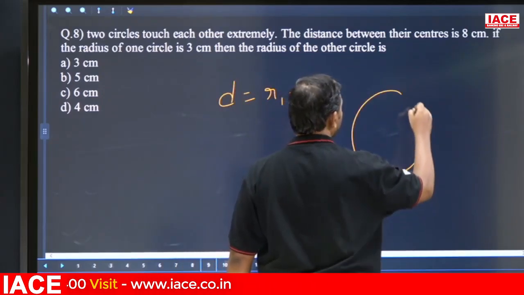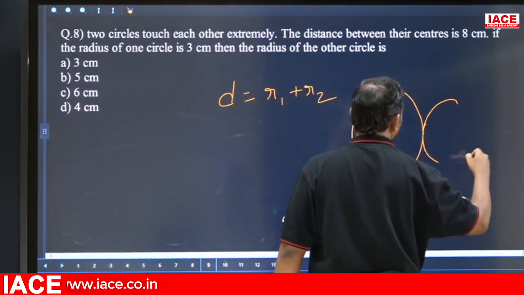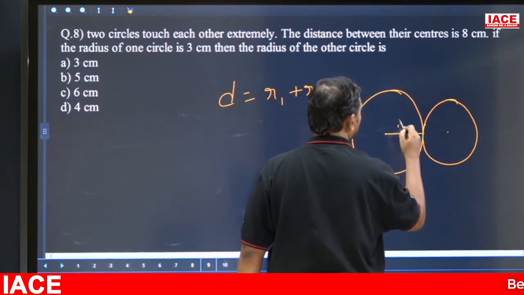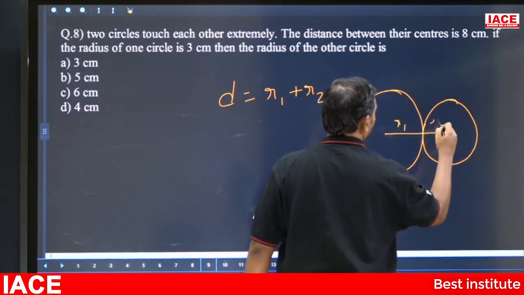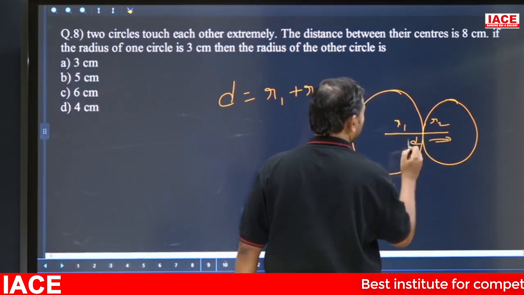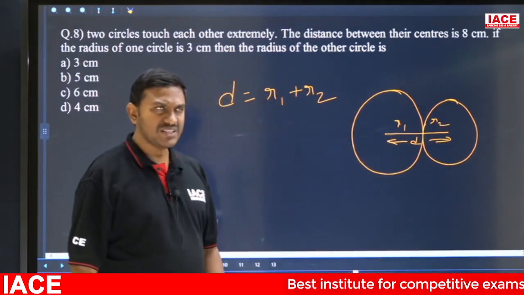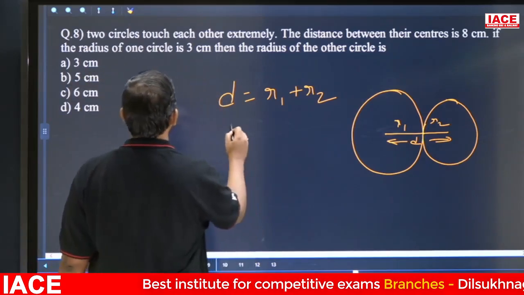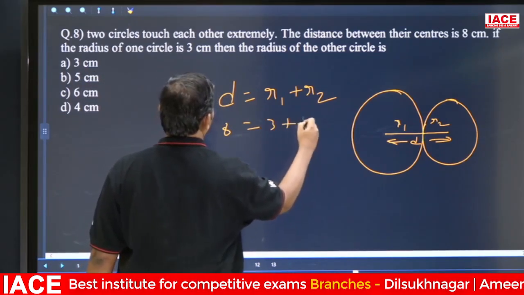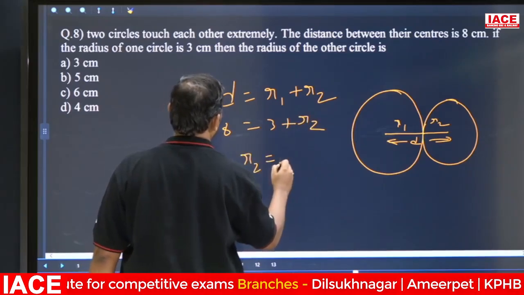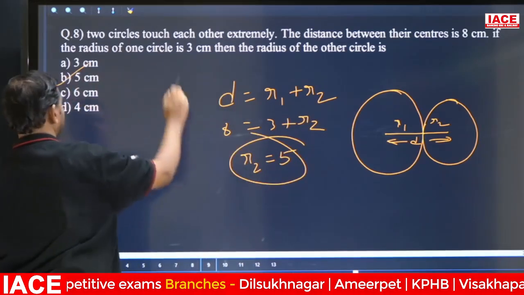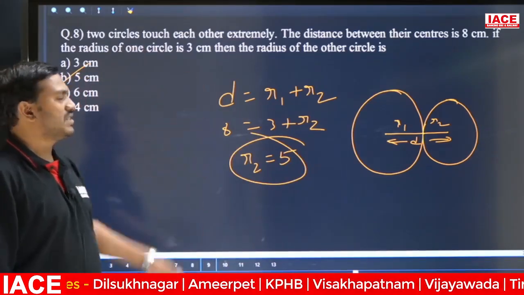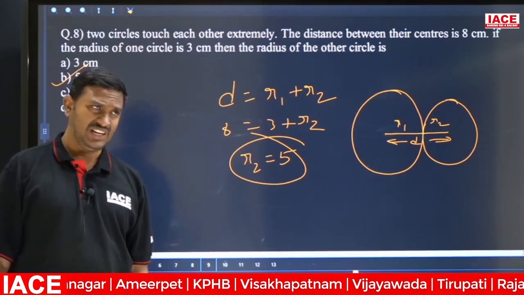So just see. This is touching each other externally. This is R1 and this is R2, and this is the distance between them. What is D? D equal to R1 plus R2. D is given as 8. 8 equal to 3 plus R2. So what is R2? R2 is 5. Simple question. Option B is the right answer. 8 minus 3, so 5 is the right answer.